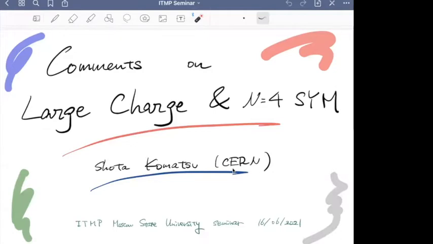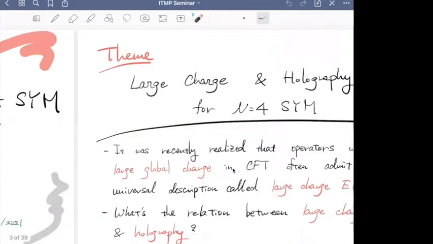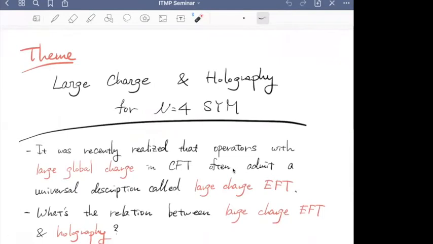So today I'm going to talk about something that I was doing, which is about large charge and N=4 super Yang-Mills. The theme of the talk is basically large charge and holography for N=4 super Yang-Mills. And the kind of question that I want to address in this talk is the following.